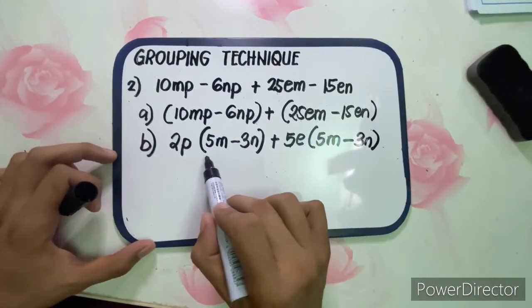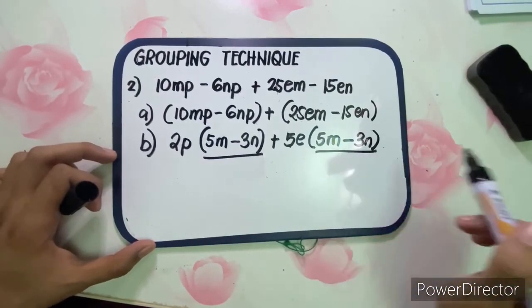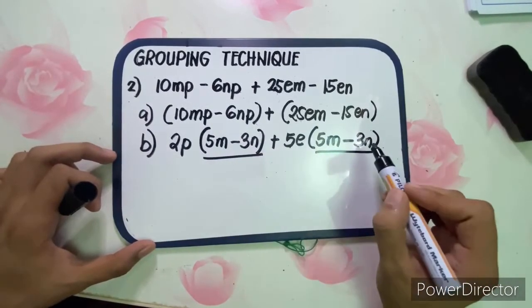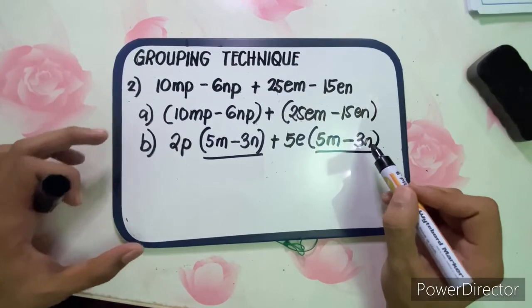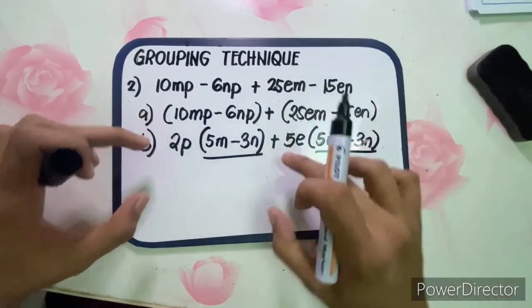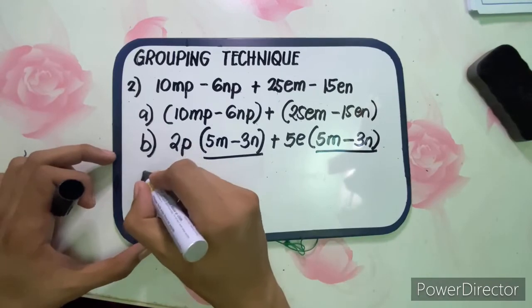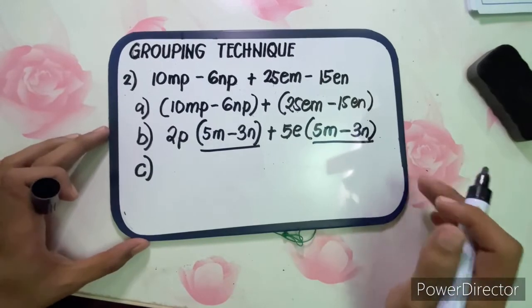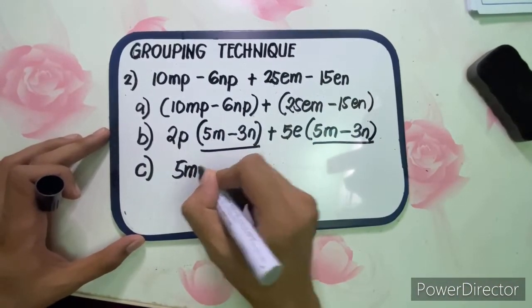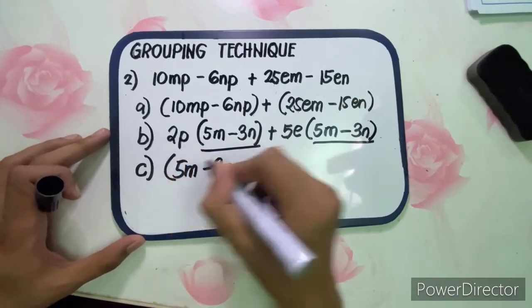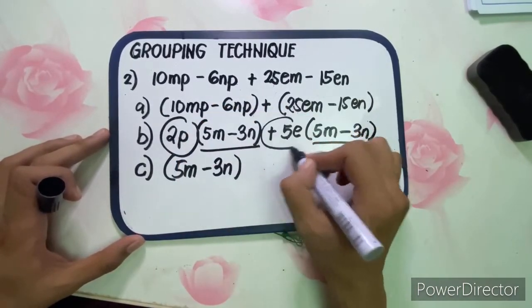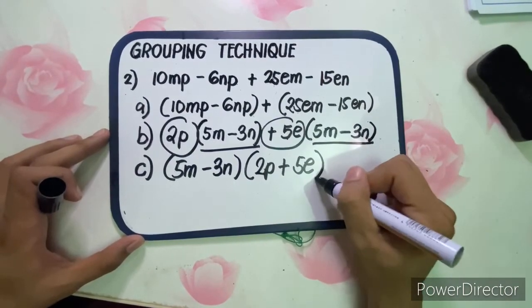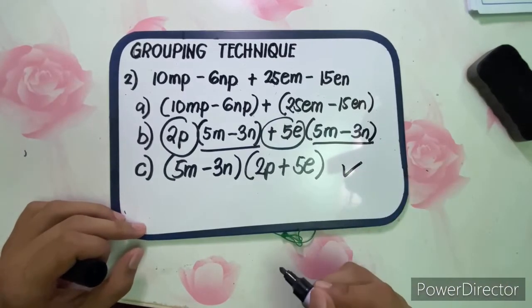Make sure that you have a common binomial, okay? Because if it is not the same or equal, maybe you are wrong in getting the GCMF in this part. So we have step C. Factor out the common binomial 5M minus 3N. Then copy this one, 2P plus 5E. And that will be our answer.